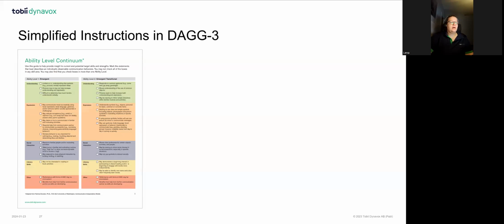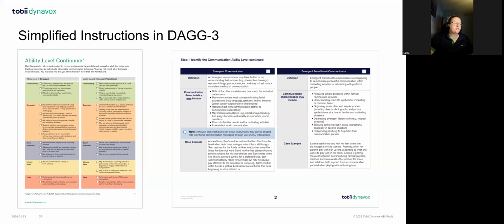First of all, DAGG has been basically completely rewritten to provide clearer language, more accessible to users, both families and the professional community. And on the left side, you see the older version of it. While it's great information and has been approved by many specialists, users found it confusing at times, taking too much time to fill in. So in DAGG-3, we're trying to provide more concise descriptions of the communication ability levels, as well as a case example to identify those easier.